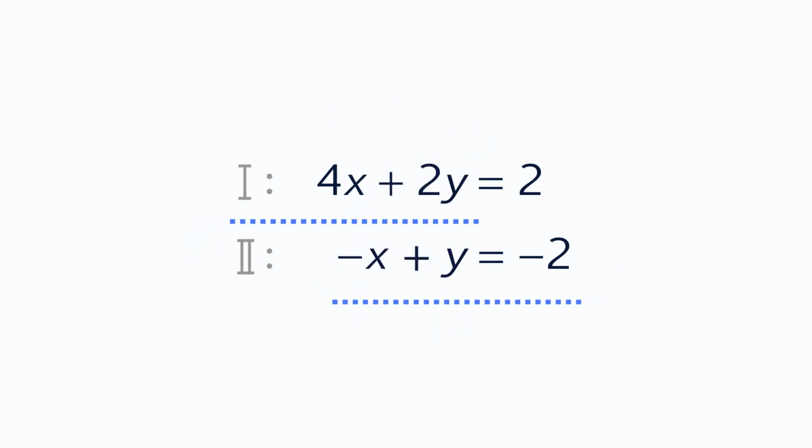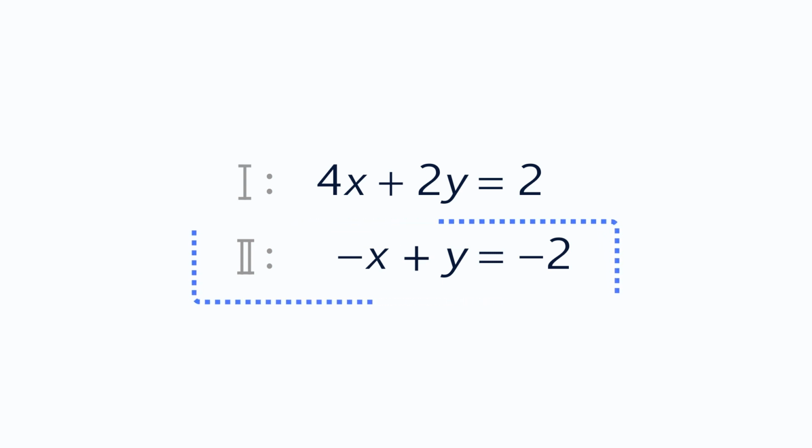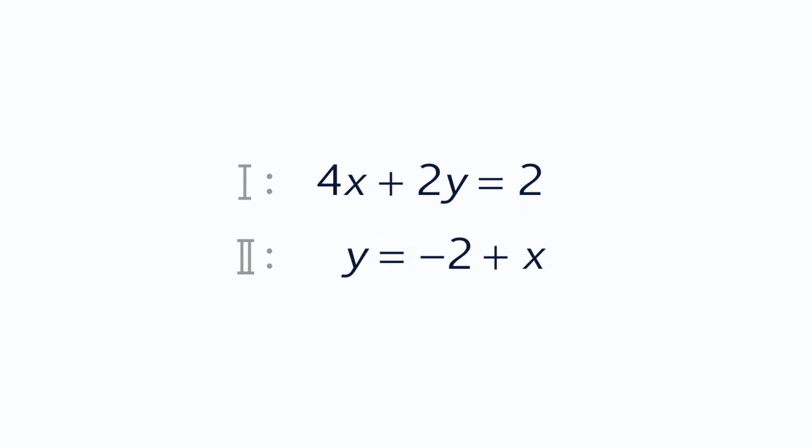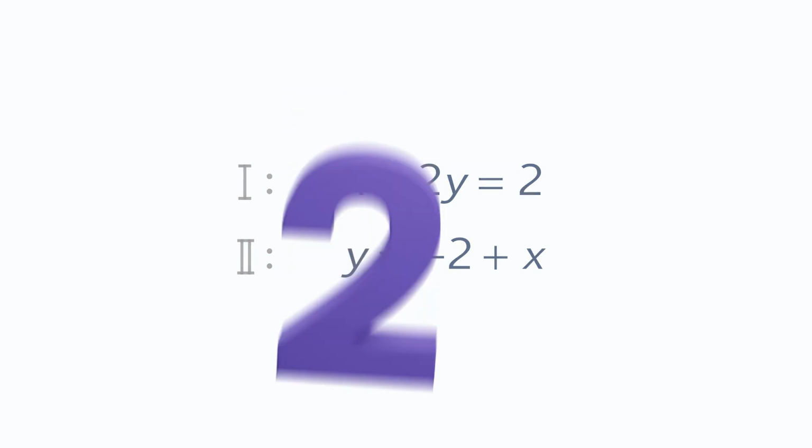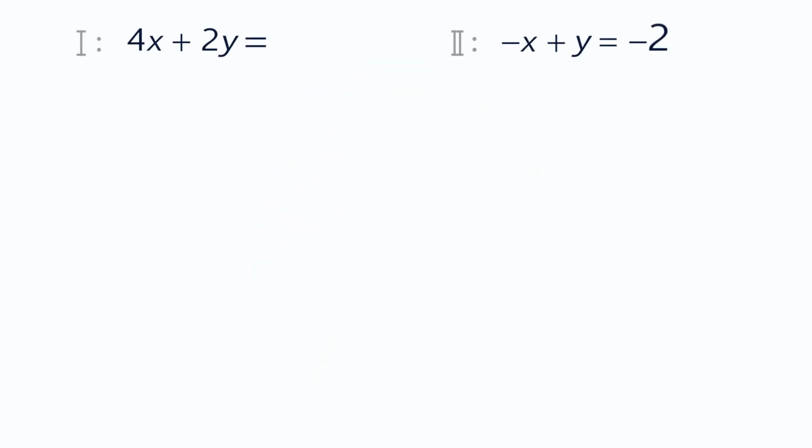It is wise to solve equation 2 here since the coefficient of the variable y is positive. So, you can choose to solve for y to avoid changing to a negative sign. You move x over to the other side. Equation 2 is now y equals minus 2 plus x. You are now ready for step 2.